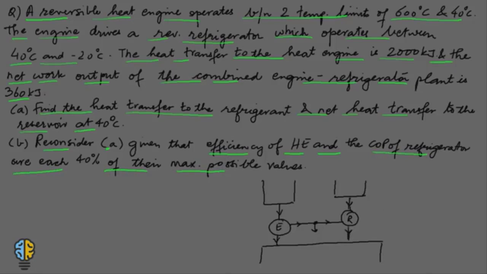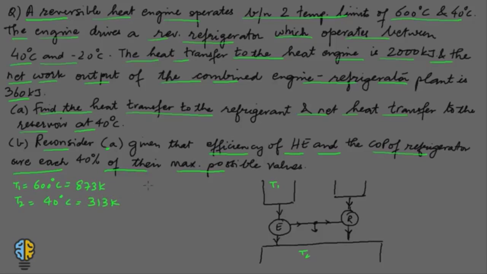Now let's do the first thing first, that is write down the given data. Let us say this is the engine. Now the engine operates between two temperature limits, so let us say this is T1 and this is T2. Now T1 is 600 degrees Celsius and let's convert this to kelvins. We get 873 Kelvin. T2 is 40 degrees and this becomes 313 Kelvin.